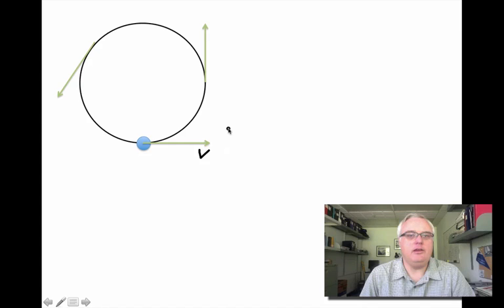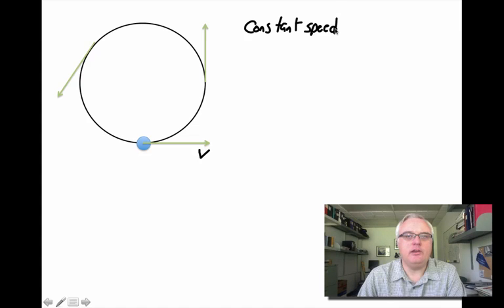So no matter where the object is in its path, if it was here, the velocity vector would be this way. If it was over here, the velocity vector would be this way. So the velocity is always tangent to the circle. And it's also moving at a constant speed. We're talking about uniform circular motion, uniform meaning constant speed. So the speed is not changing. It's always going to be traveling at the same speed around the circle, but there's a constant change of direction.